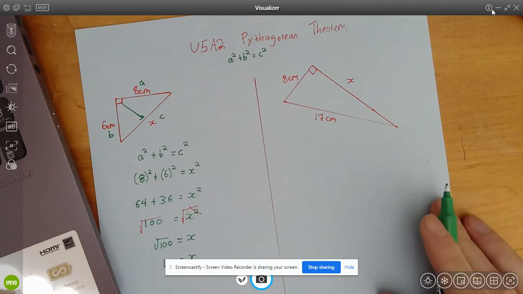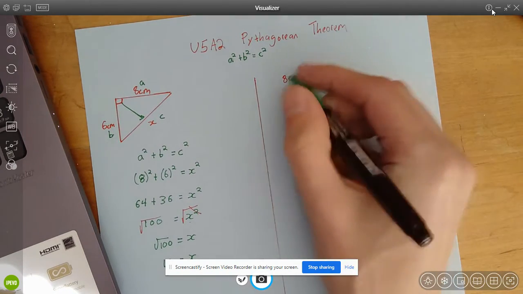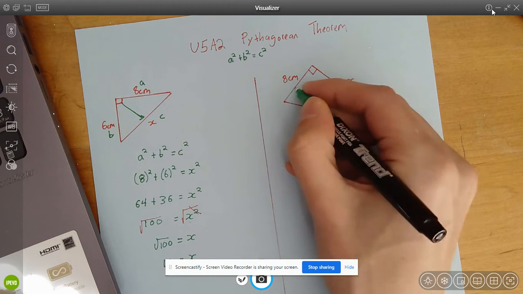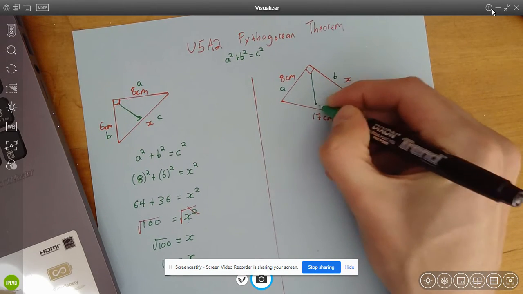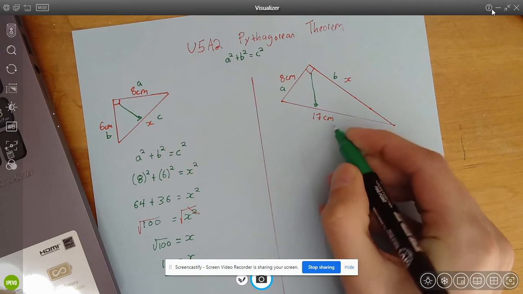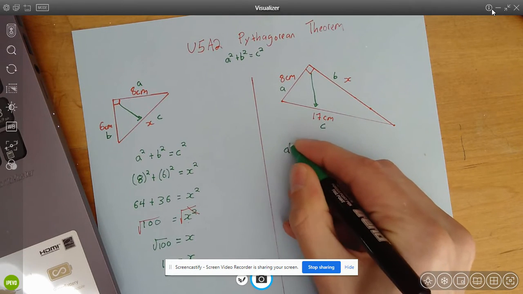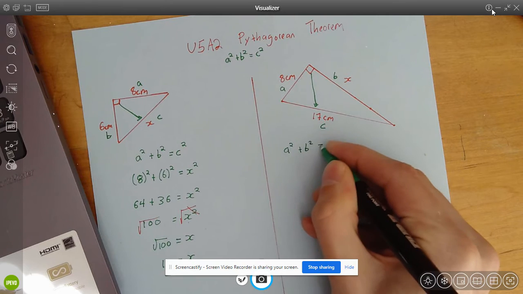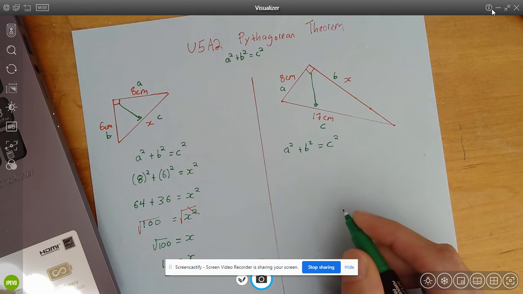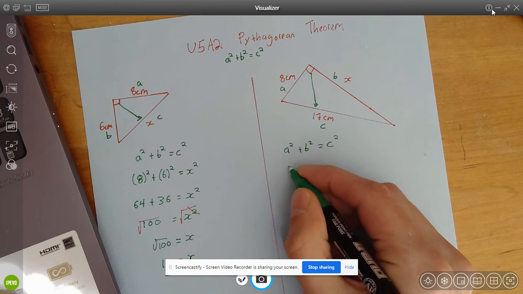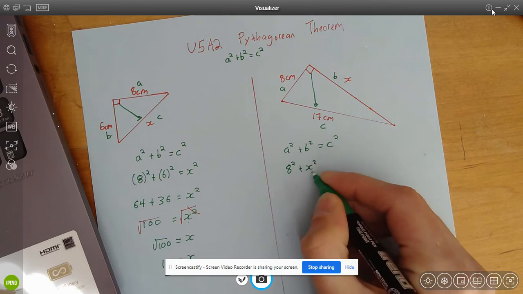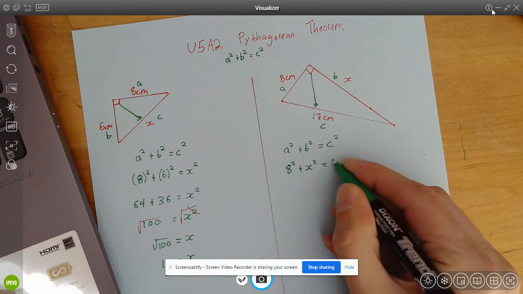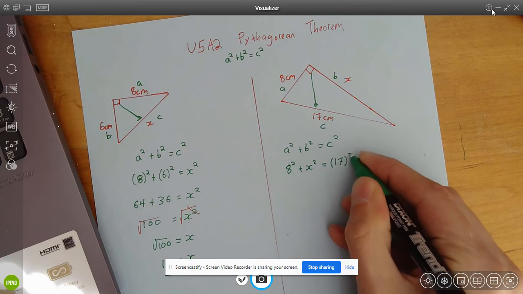Let's do one more example. Again, take your time and be careful labeling the sides. So I've got a and b are my short sides, my legs. My longest side across from the right angle is the hypotenuse. So again, I'm going to start with a squared plus b squared is c squared. And we can see right away it's a slightly different type of problem, because this time I need to find out one of the legs. I don't know side b, which I'm calling x, but I do know the hypotenuse, which is 17.